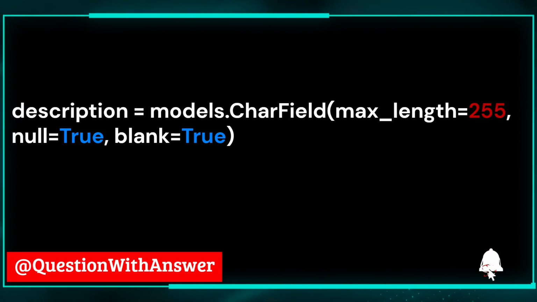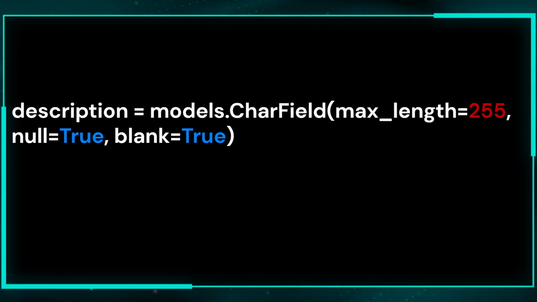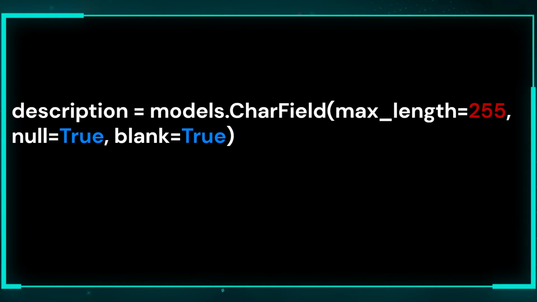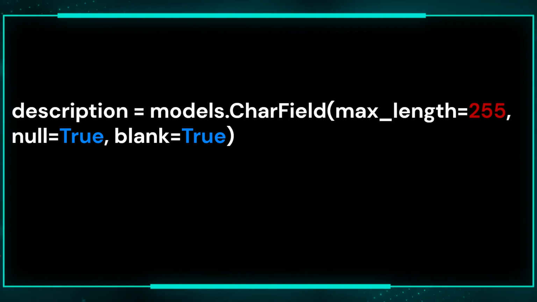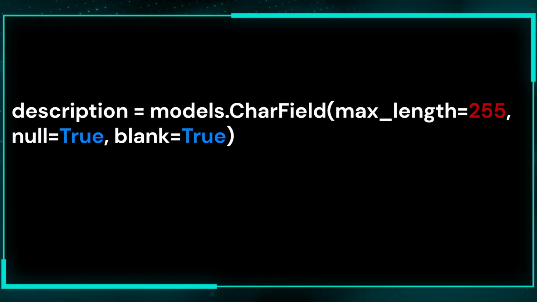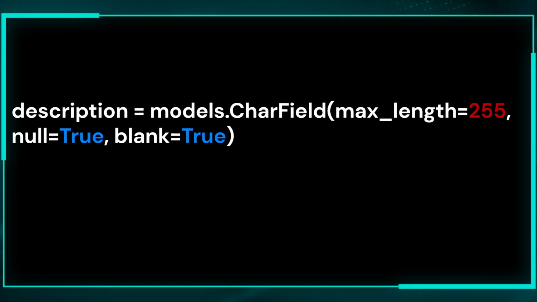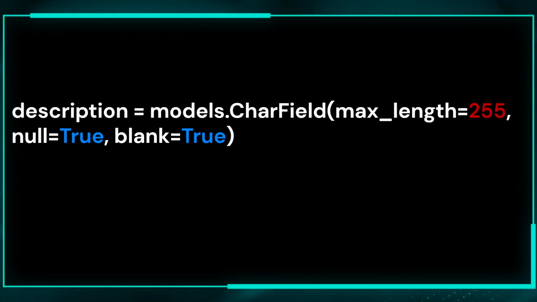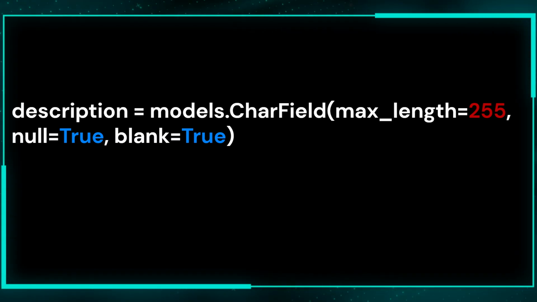Here is a simple example and use cases. Here, description can be left blank in both forms and database. If only null=True is set, the form will still require input. Conversely, if only blank=True is set, the database will require some non-null value, which may cause errors. Use both when you want to allow truly optional fields.